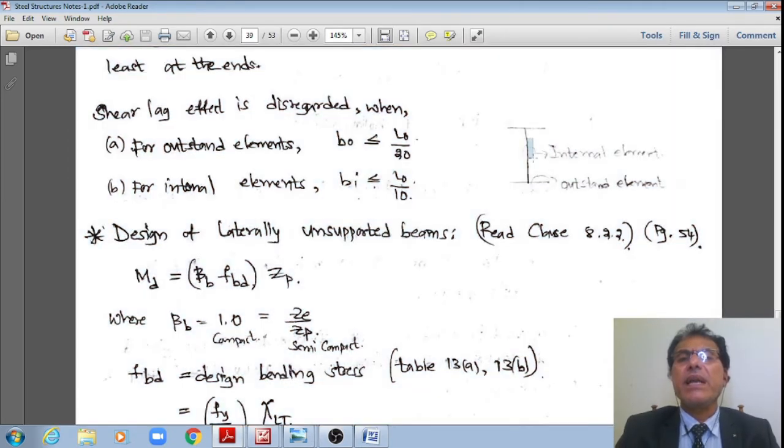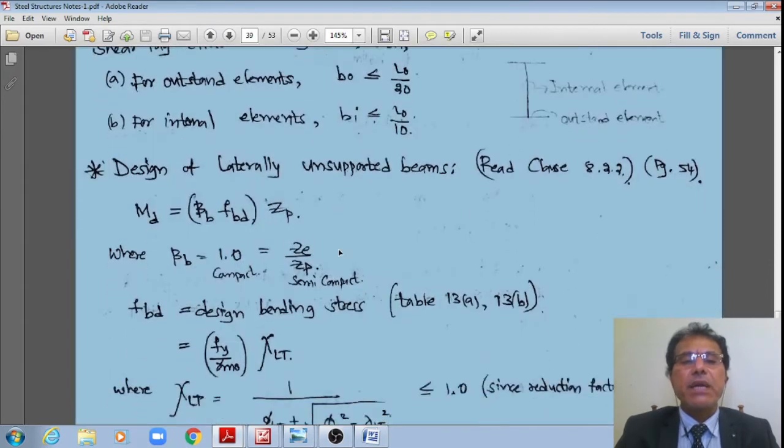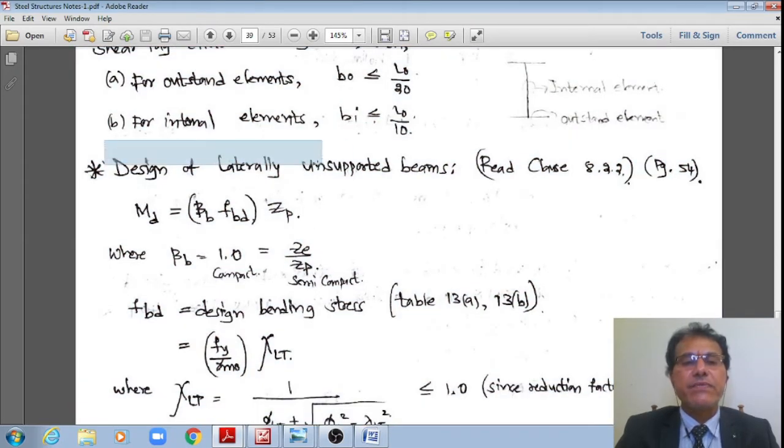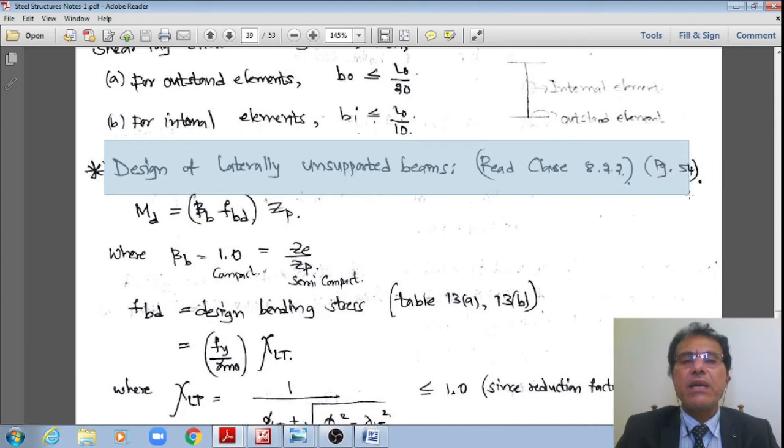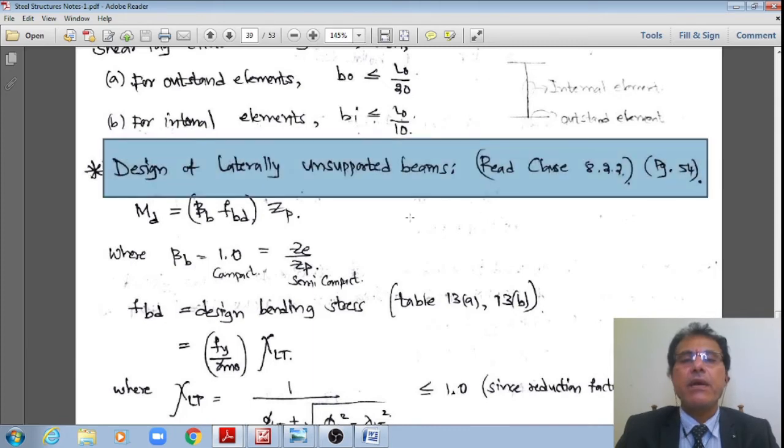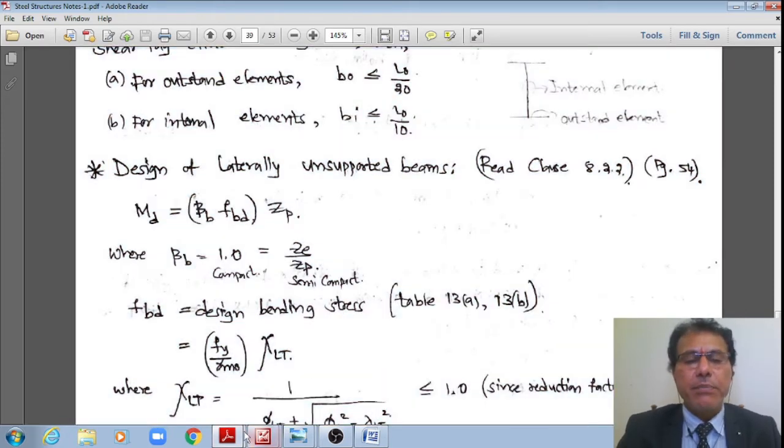This is for internal element. This is for outstanding element. This is what is called internal element, right, student? Right? Now, once we examine that, let us see also the codal specifications for the design of laterally unsupported beams, right? Design of laterally unsupported beams, right?